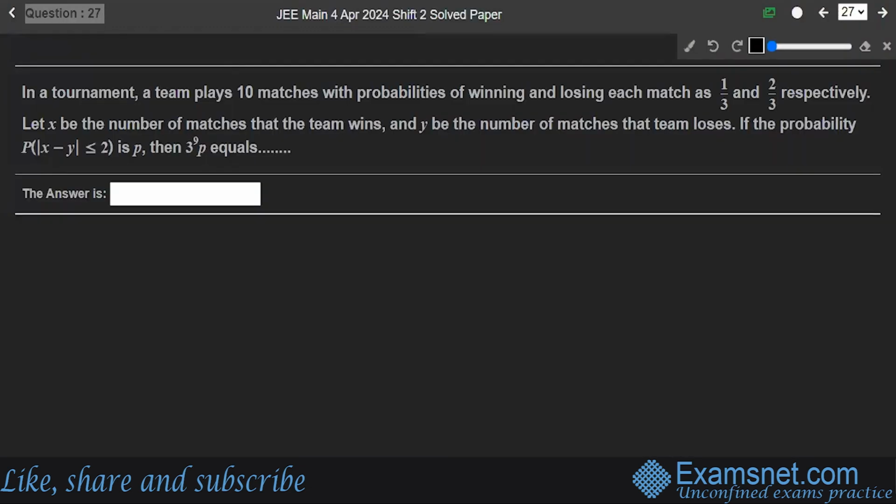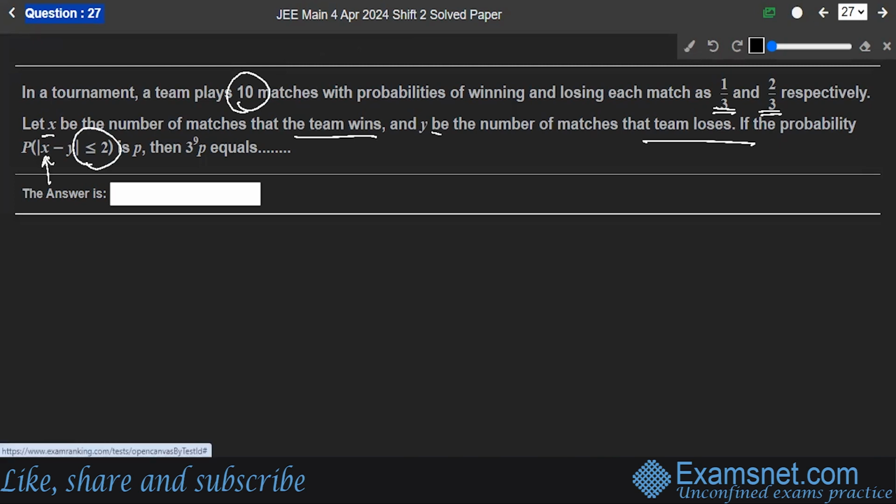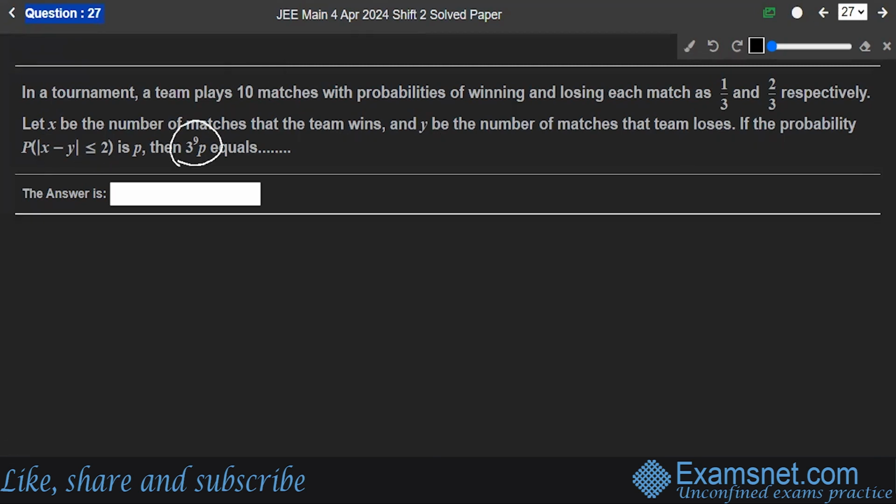Question number 27. In a tournament, a team plays 10 matches with the probability of winning and losing each match as 1/3 and 2/3 respectively. Let X be the number of matches the team wins, Y be the number of matches the team loses. If the probability P(|X minus Y| is less than or equal to 2) is P, then what is the value of 3 power 9 into P?